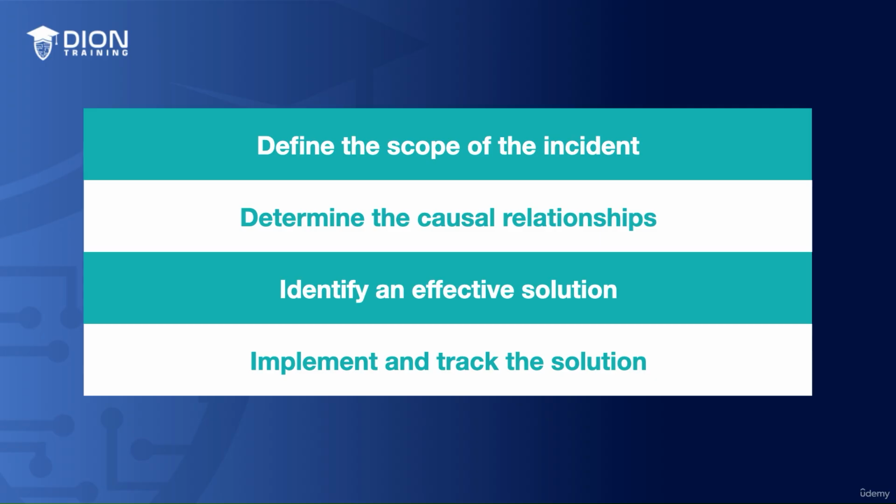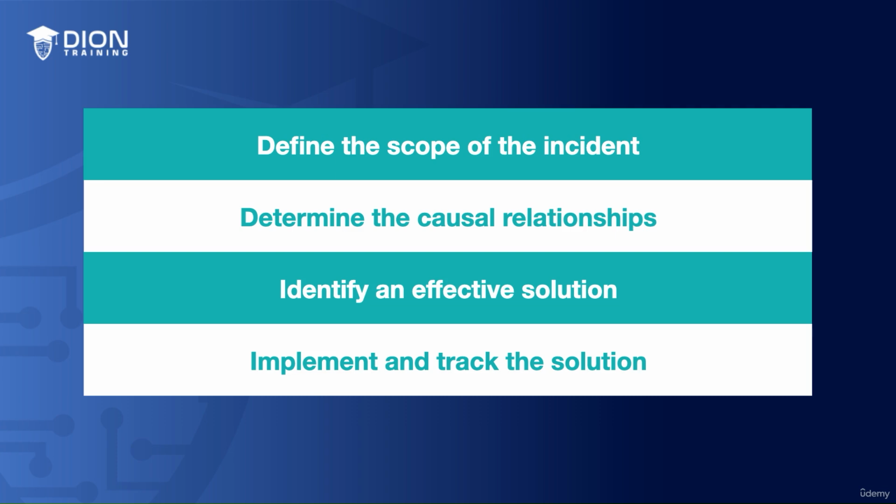So now that we've gathered this information, we have defined and scoped our incident. We should know how many machines have been affected and how many users have been affected by this incident and what operational impacts that has. Then we go and we determine the causal relationships that led to that incident. In this case, somebody installed malware using a USB thumb drive.